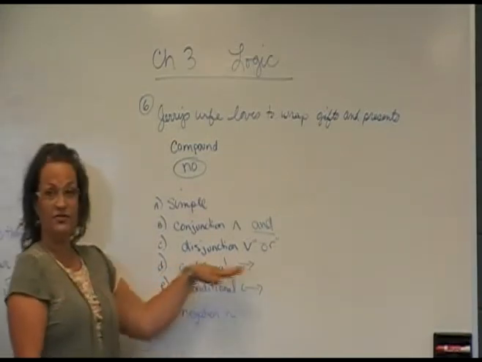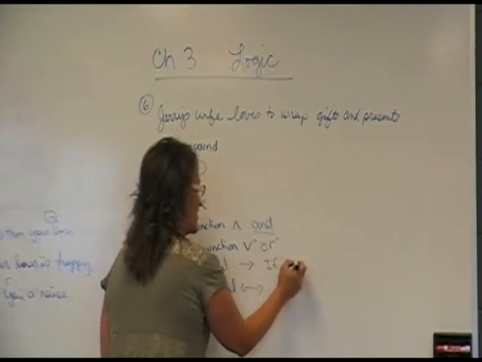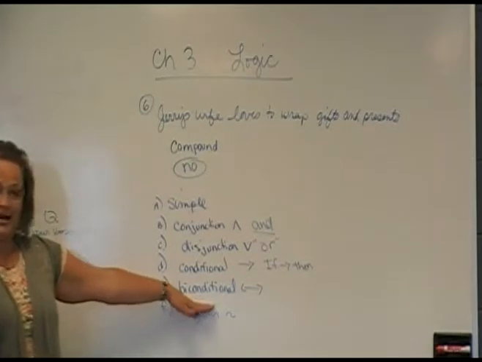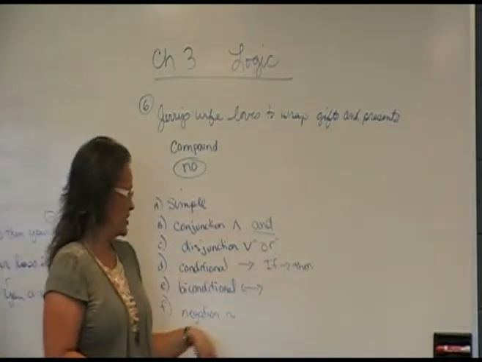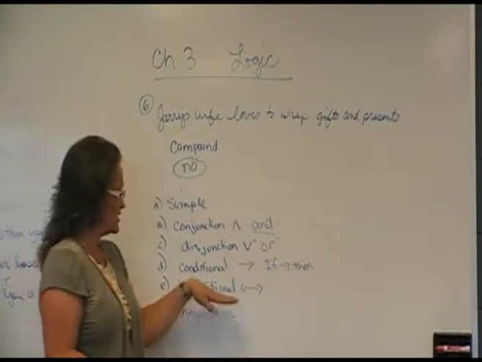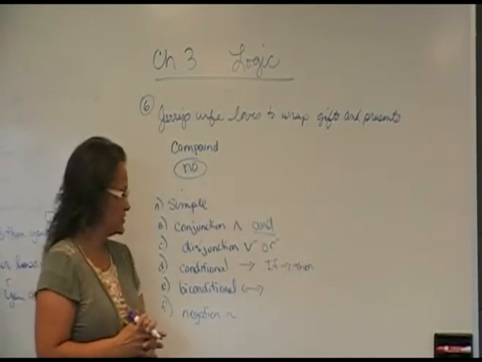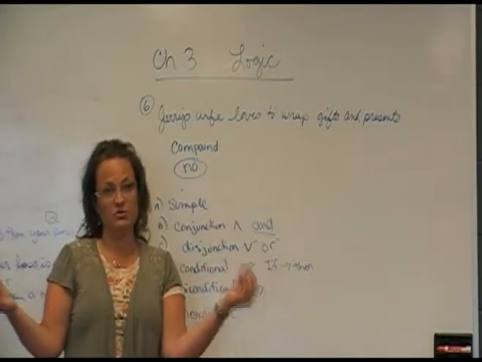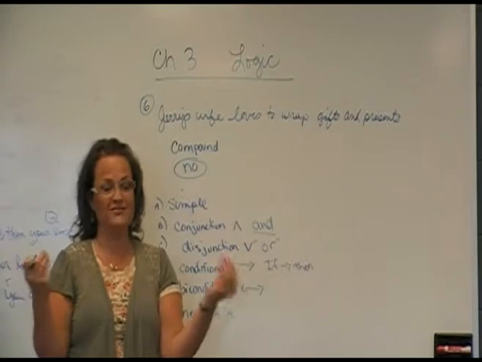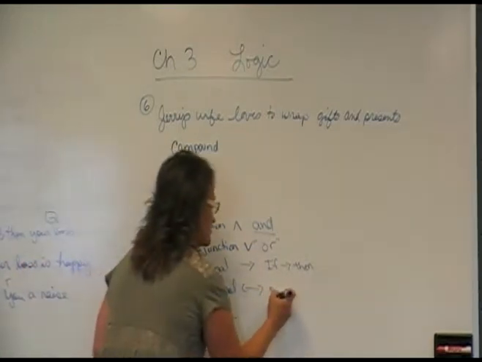Conditional is the if-then statements. If you do this, then you get that. If-then statements have one arrow. Biconditional have 2 arrows. If and only if, so both sides have to be the same. Now the way you can tell if something is true in a biconditional statement is they can actually be both false. If false, then false. If true, then true. The 2 sides have to have the same truth value. So same truth value.